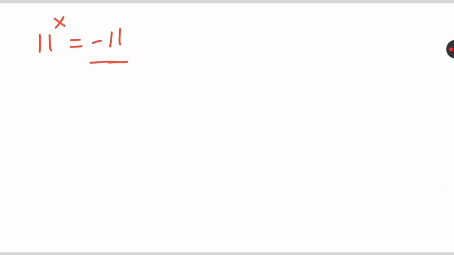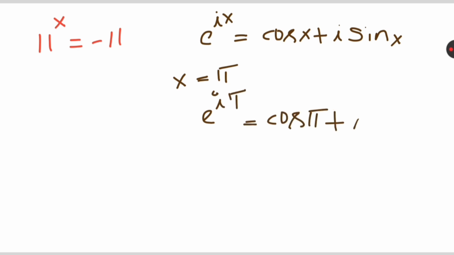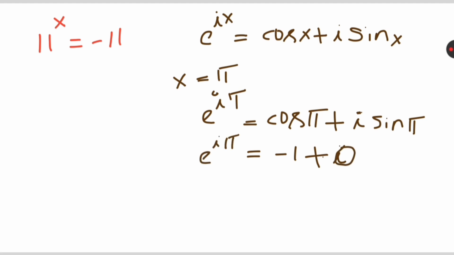So here we have a negative form. That's why let's recall Euler's identity. So what's Euler's identity? e raised to the power of ix is equal to cos x plus i sin x. If you take x as pi, then e raised to the power of i pi is equal to cos pi plus i sin pi. So cos pi, the value is minus 1, plus i times sin pi, the value is 0. So e to the power i pi, the value is minus 1.